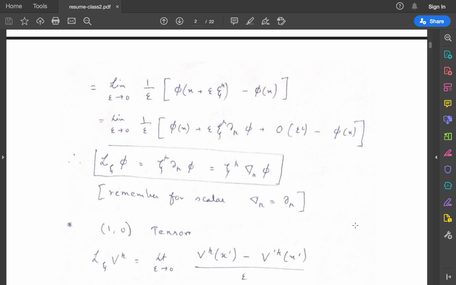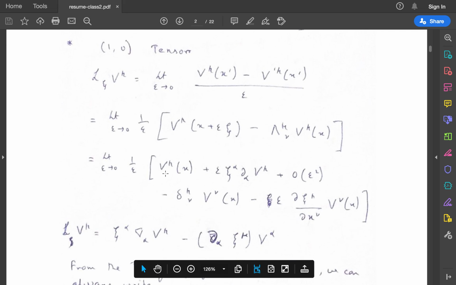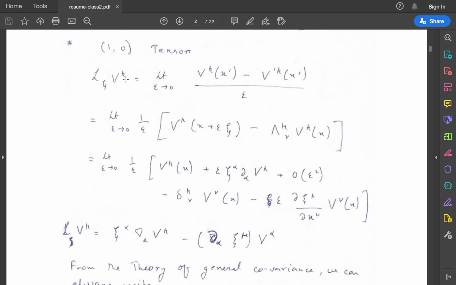Now let us see how the Lie derivative is defined for a tensor field. Let us define L zeta of V mu, where V mu is the tensor or the vector field. This is defined similarly to the scalar: we take this vector at the new position and the old vector at the new position. Again, you can expand this, writing it in terms of the gamma factor that we have just previously reviewed.